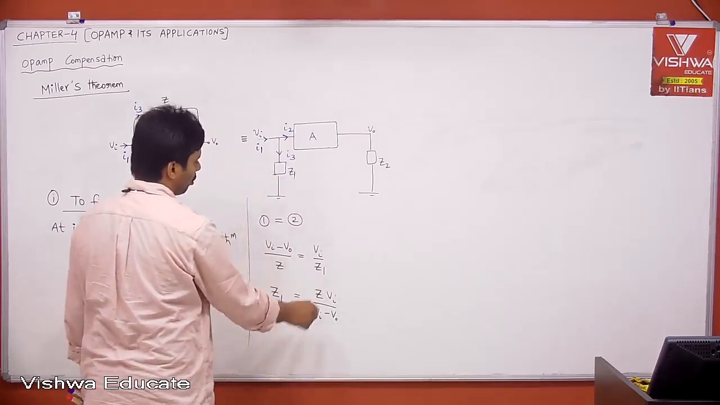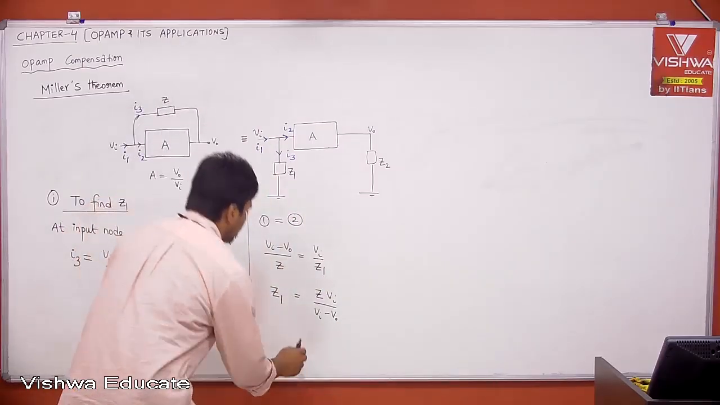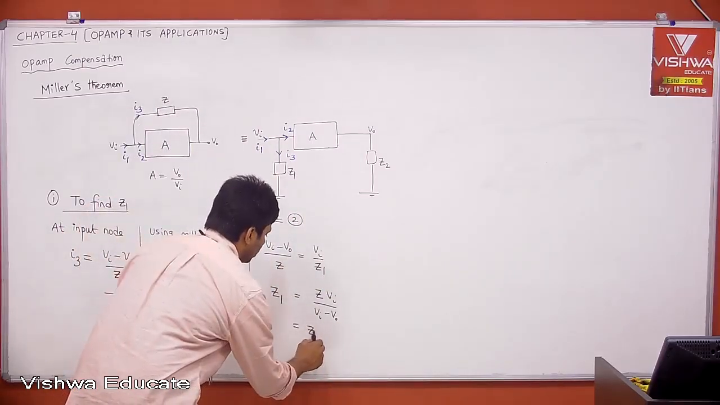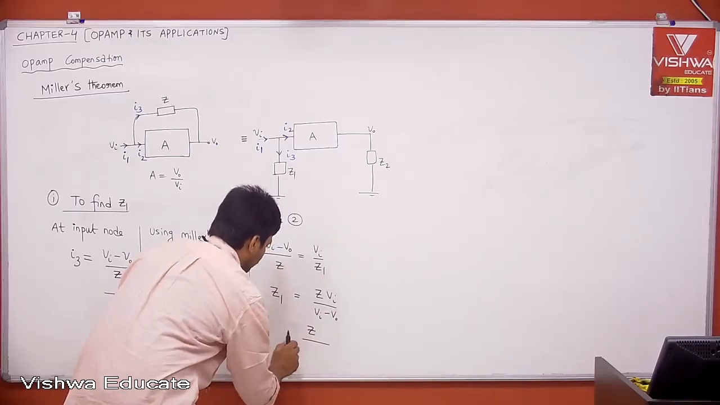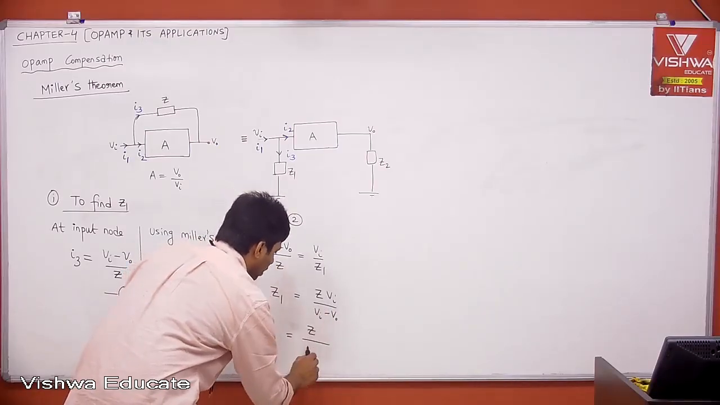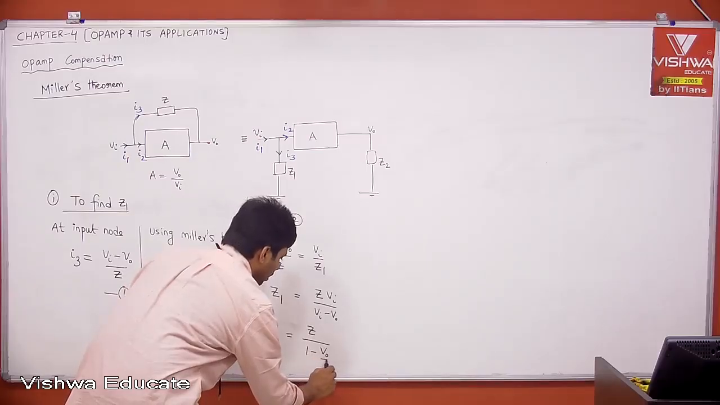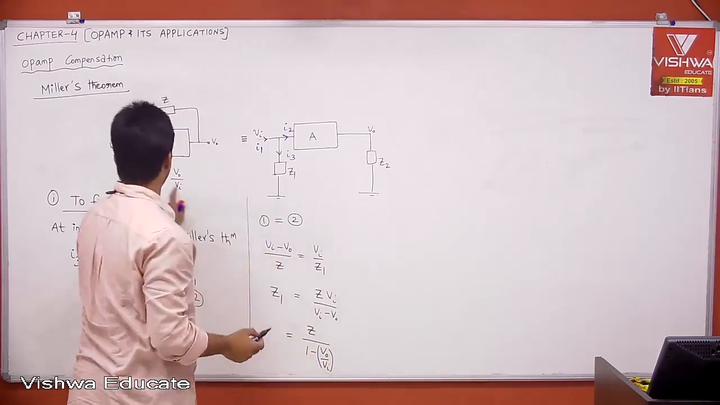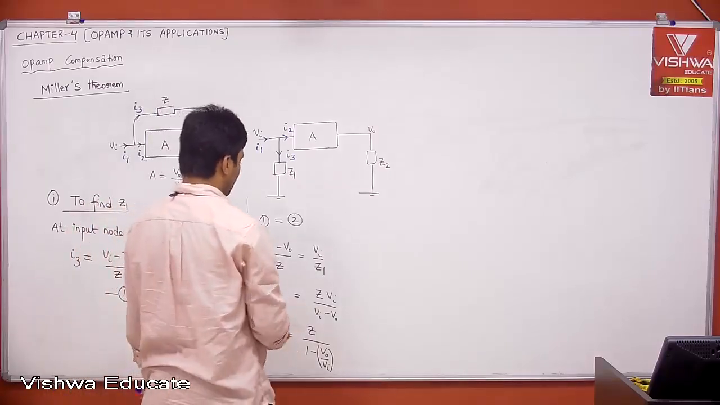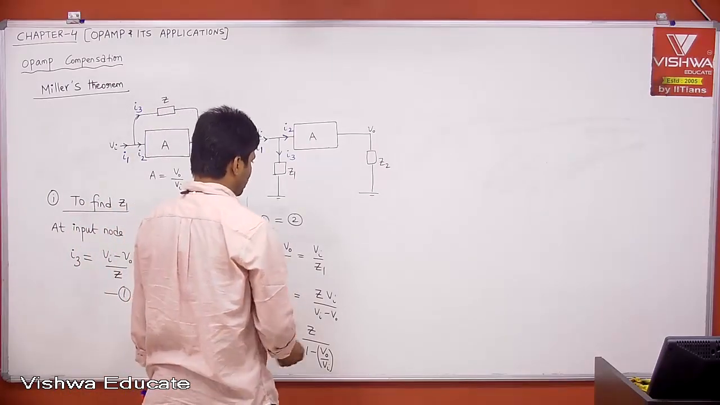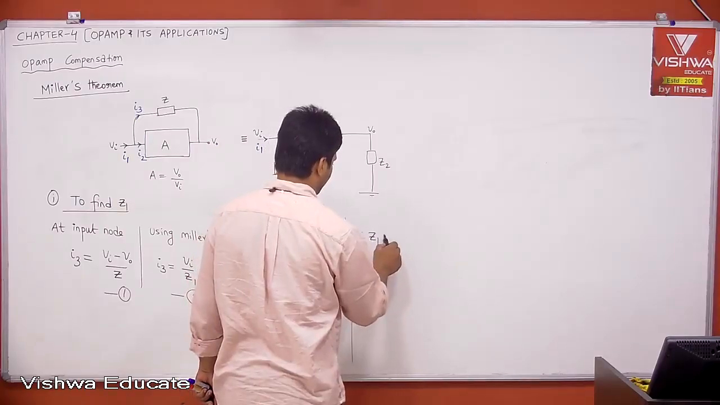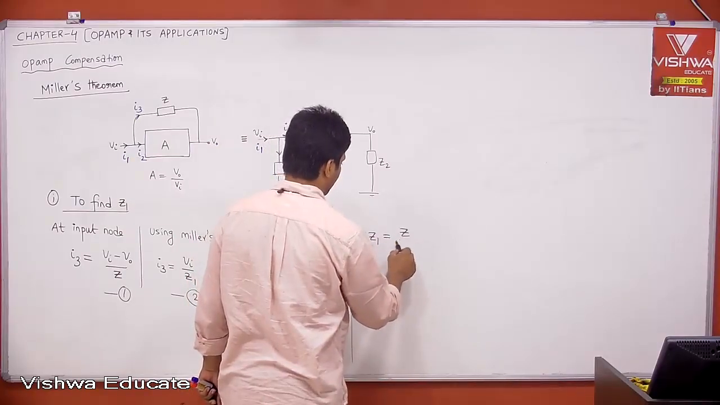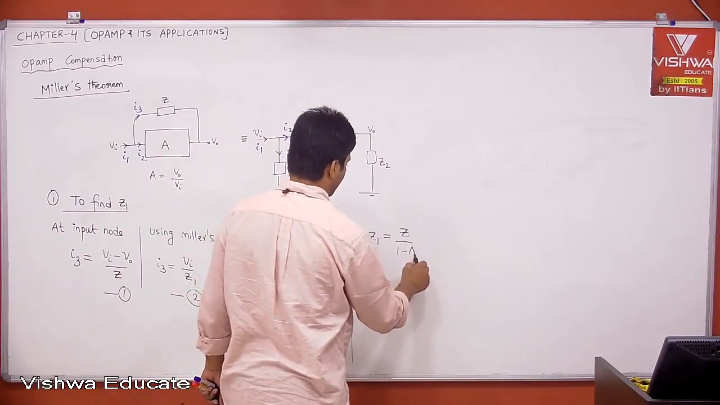Can I divide by Vi both numerator and denominator? Yes. If I divide that, then Z into Vi divided by Vi gives Z, divided by 1 minus V naught divided by Vi. What is V naught divided by Vi? That is nothing but your A, open loop gain, right? Therefore, Z1 is equal to Z divided by 1 minus A.